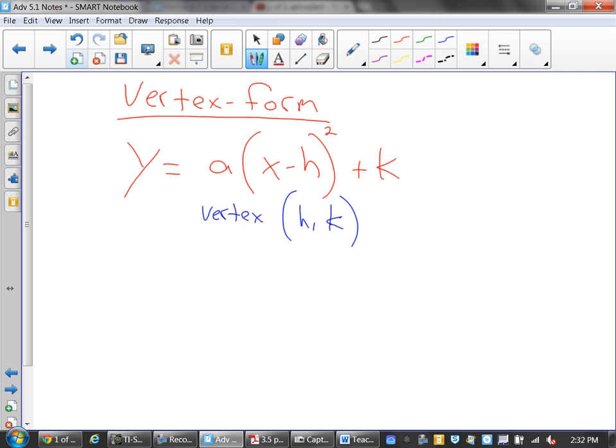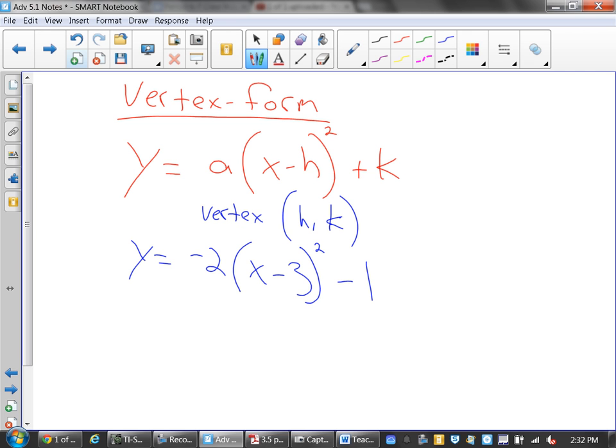Vertex form is so nice to work with because it tells you right away what your vertex is. So numerically, example-wise, if I say that I have y equals negative 2 times (x minus 3) quantity squared, minus 1, what's my h and what's my k? Is it negative 3 or is it positive 3? It's positive 3.